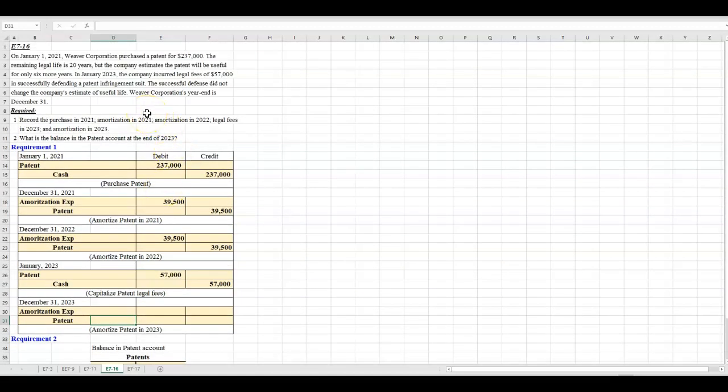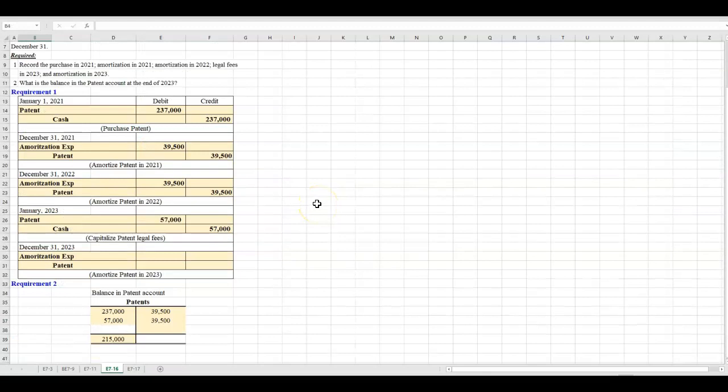It said the company's estimate of useful life has not changed. It was 6 years. Do we divide by 6? Well, no, because we only have 4 more years left. We've already depreciated 2 of those years. So we're going to take the new balance here, the $215,000, and divide it over the remaining 4 years. Gives us $53,750 per year. And we're going to post that to the patent account. That brings the balance down to $161,250.